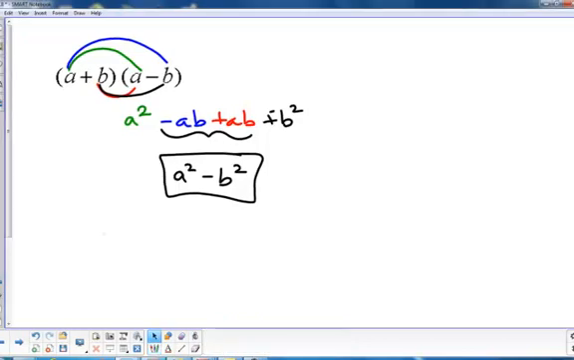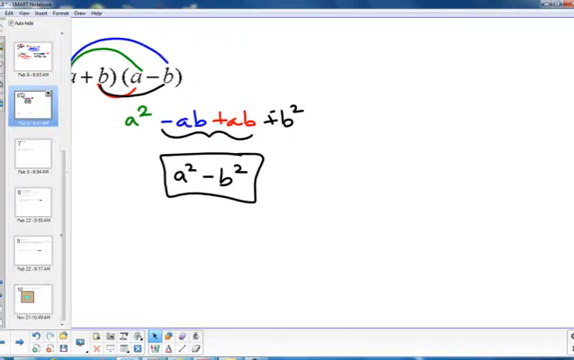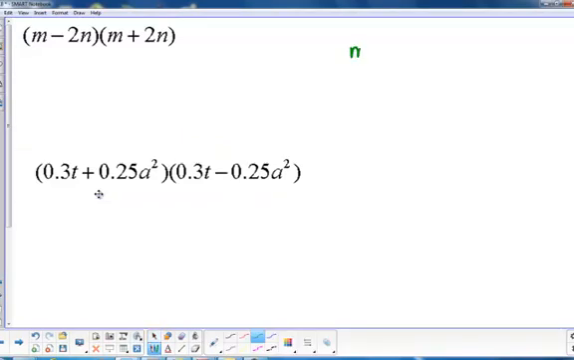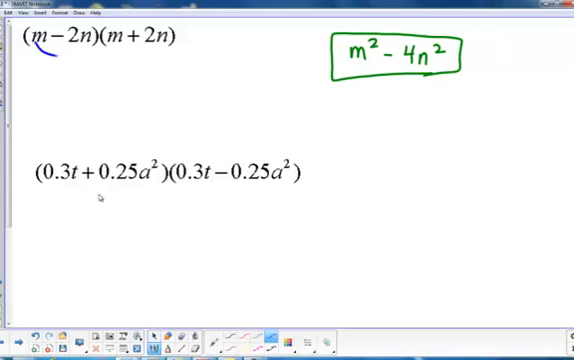So let's do something like this. m minus 2n, m plus 2n. Now if you understand the little rule and you say, oh, well I know that that's m squared minus 4n squared, that is just sweet. And you can just cruise right on. If you're like, what the heck? Go ahead and double distribute. Plus it's fun.